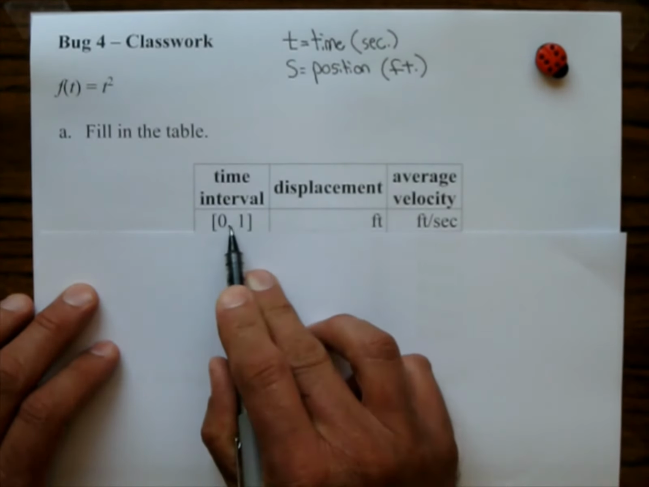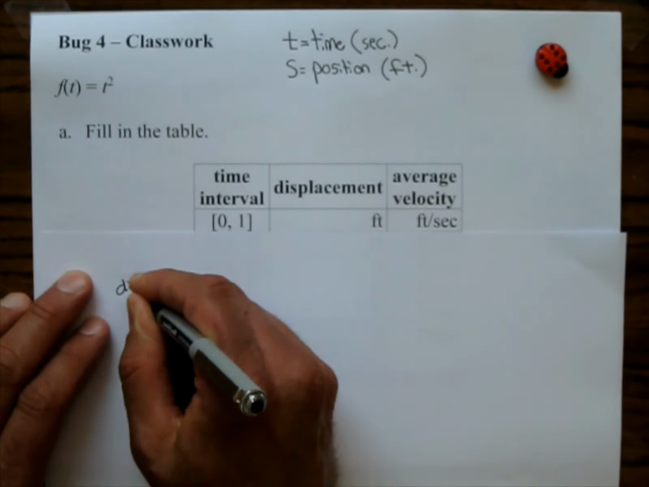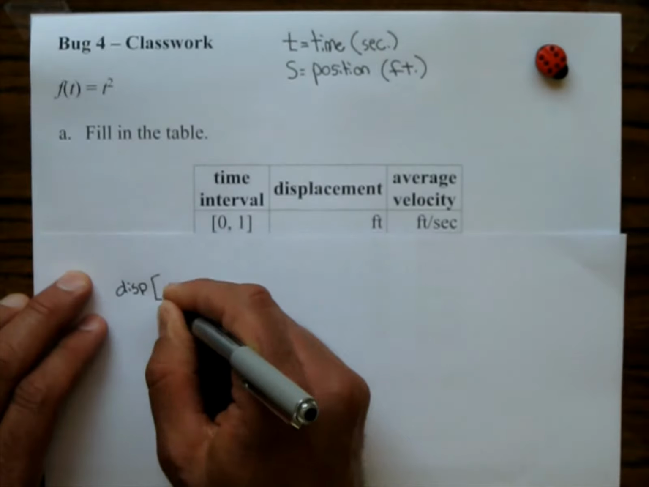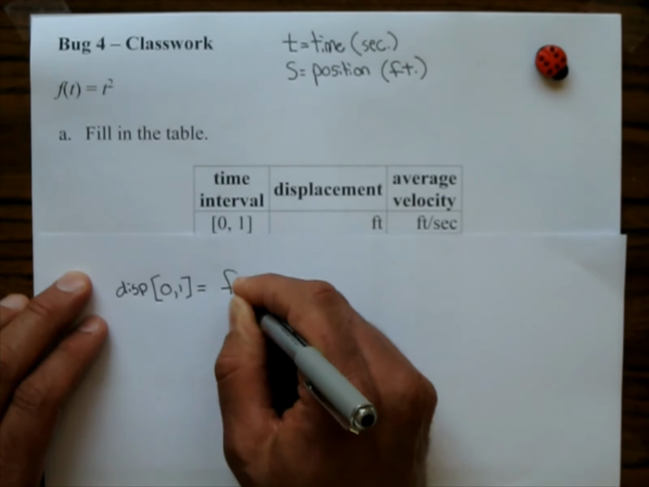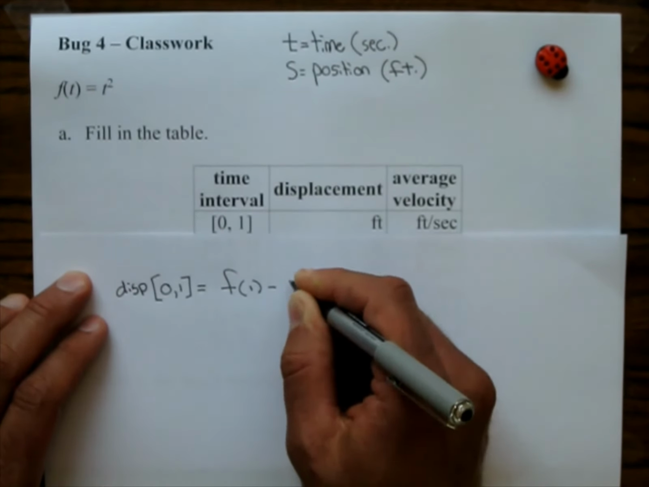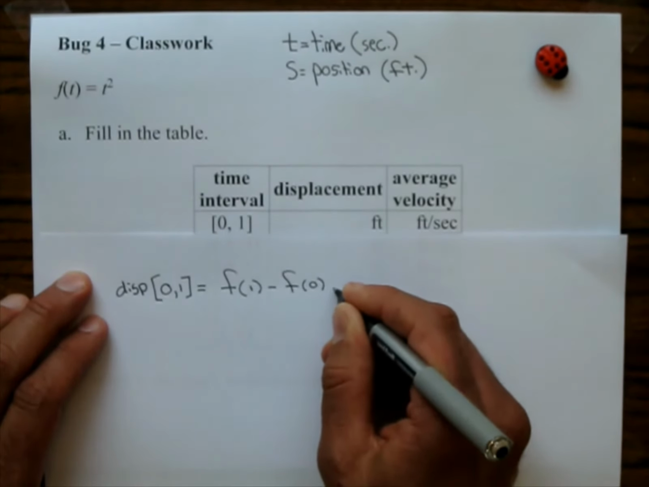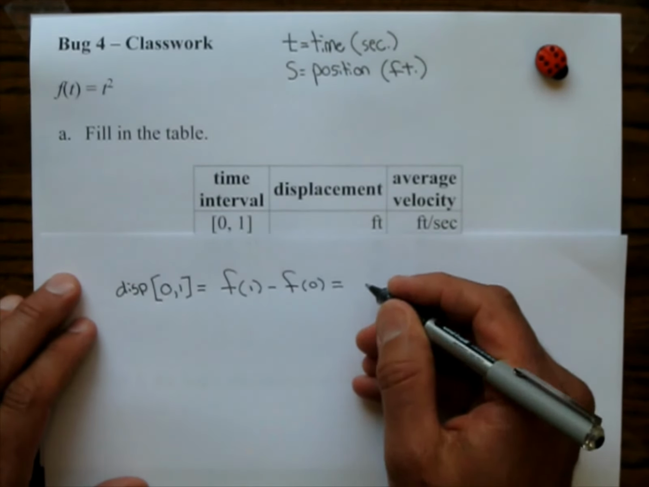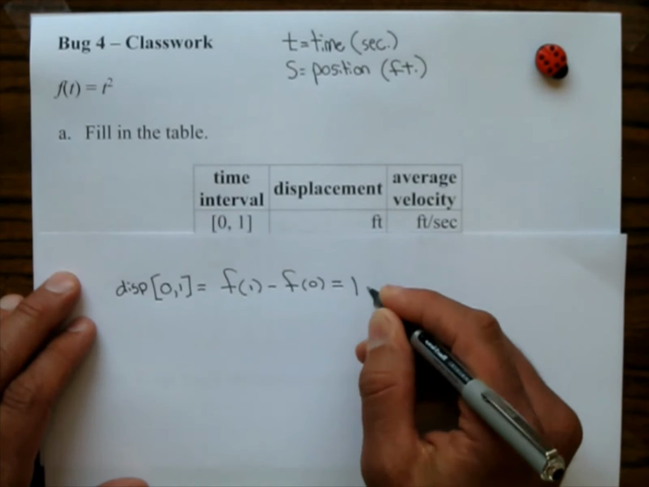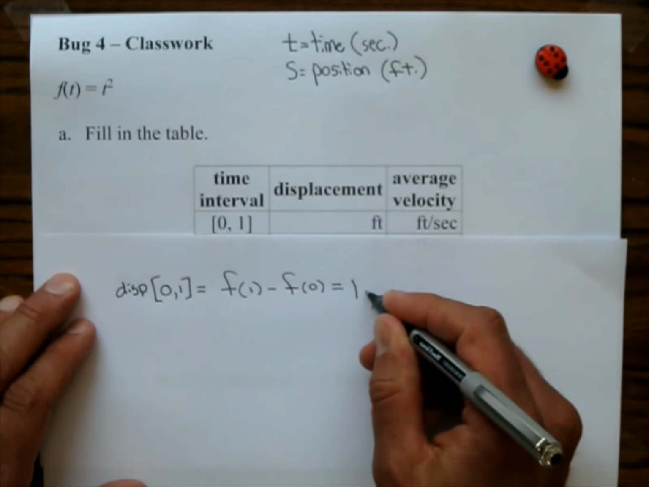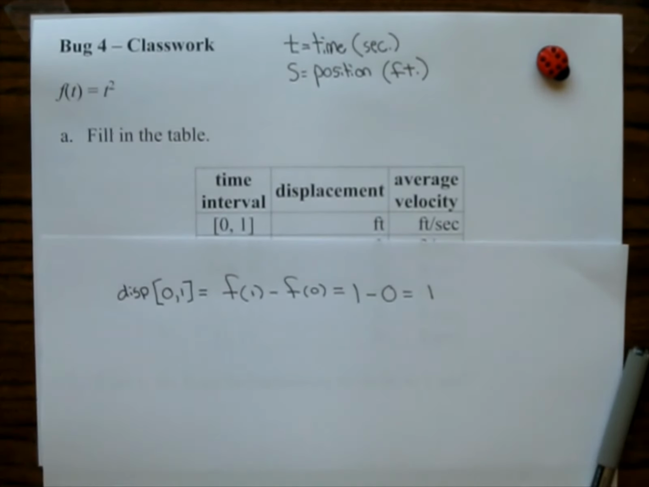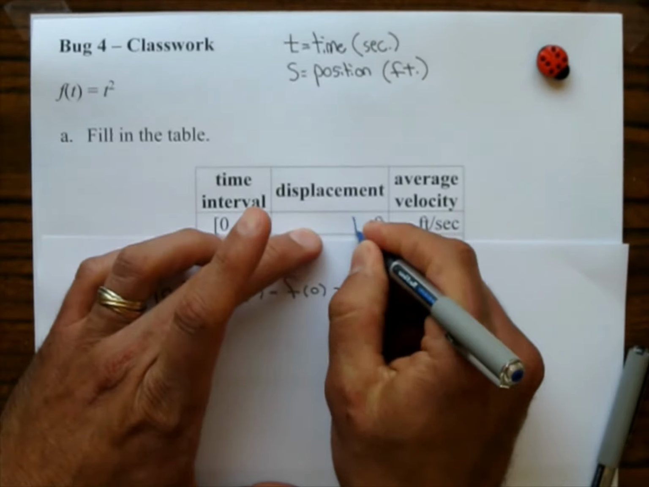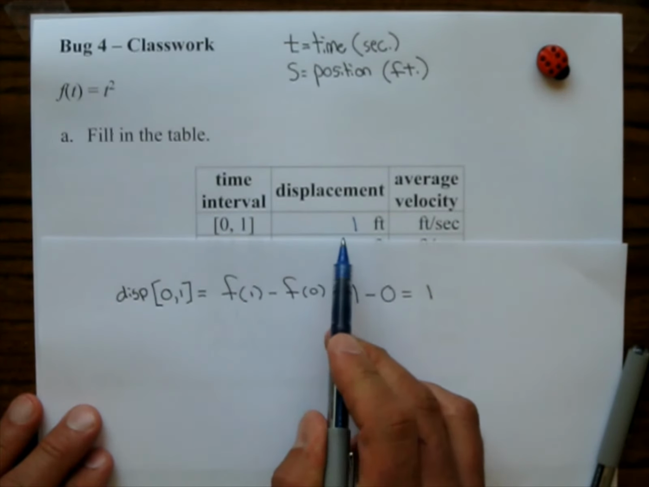They want the displacement from 0 to 1. Remember what that is. That is f of the end time minus f of the beginning time. So this is really what? f of 1 is 1 squared, which is 1. f of 0 is 0 squared. And so this gives me 1. And so we will fill this in on the table as 1 foot. So the displacement in that time interval happens to be 1 foot.